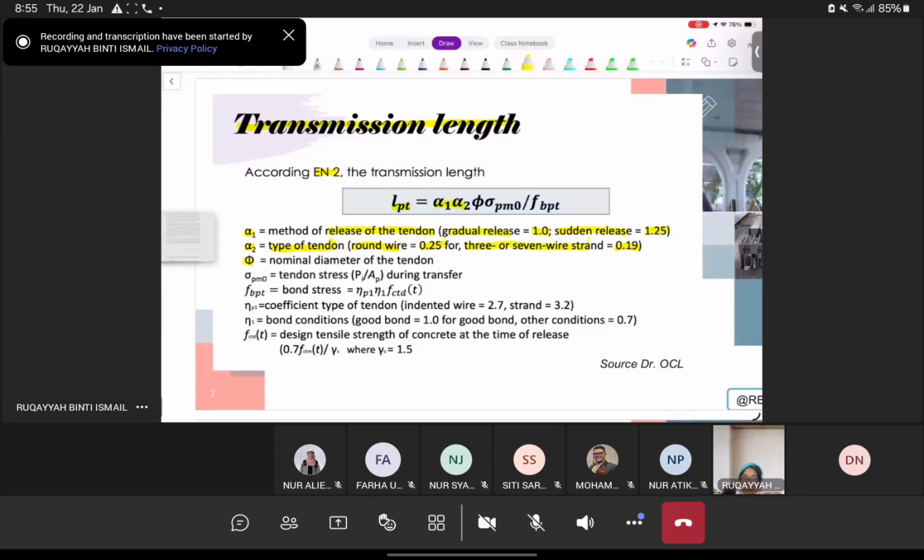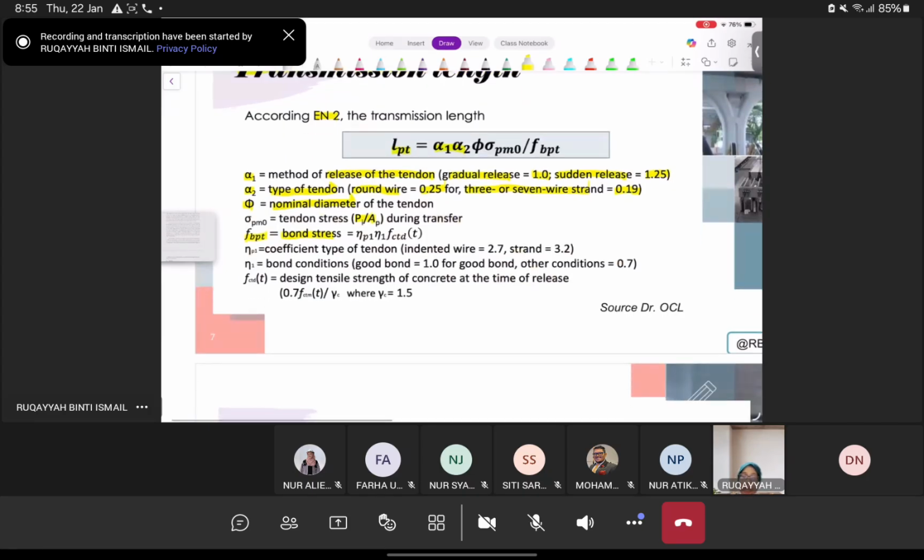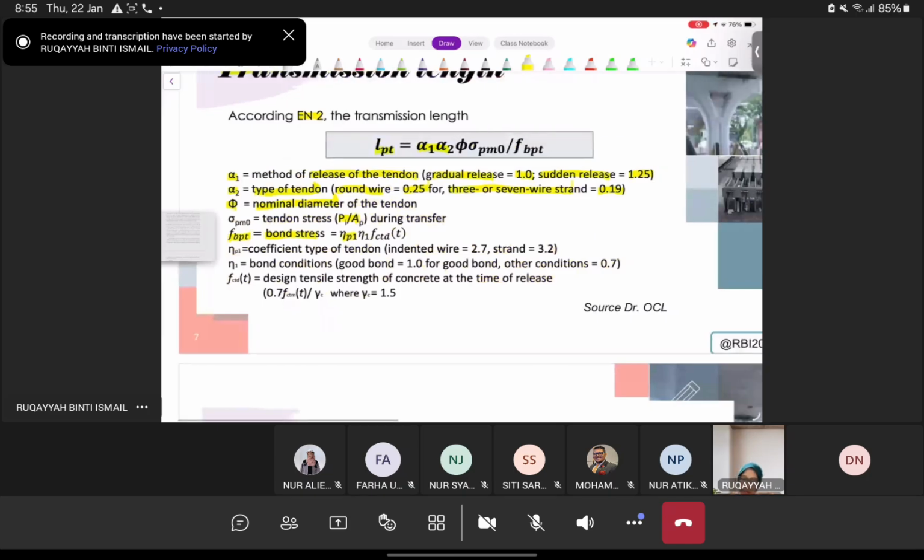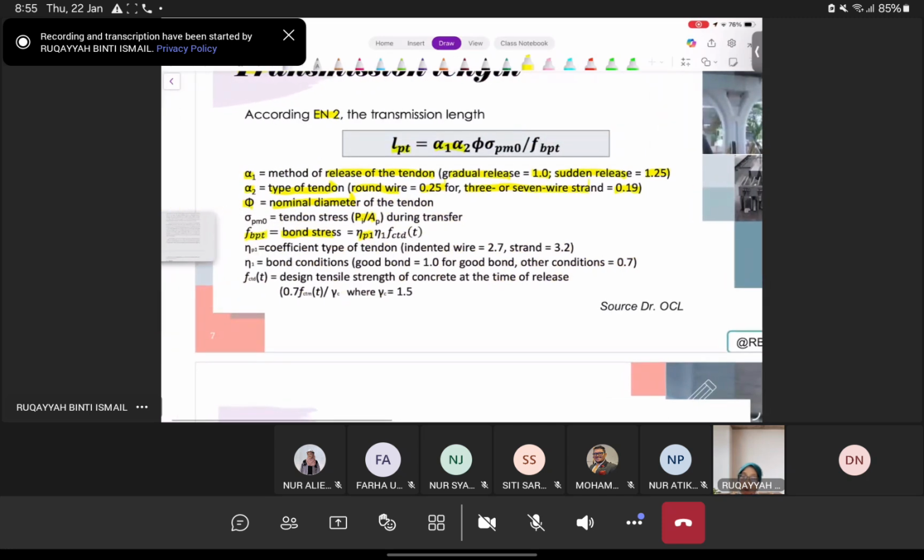All right, and phi is your nominal diameter, as we know, and then you have the stress, which is your P divided by the area of your tendon, AP, and the bond stress. The bond stress here, represented by FBPT, can be calculated by taking the eta P1. Eta P1 depends on the coefficient of your tendon type: if it is indented wire, we can take 2.7, and if it is just a strand, you can take 3.2. So it gives you two different values for your eta P1.